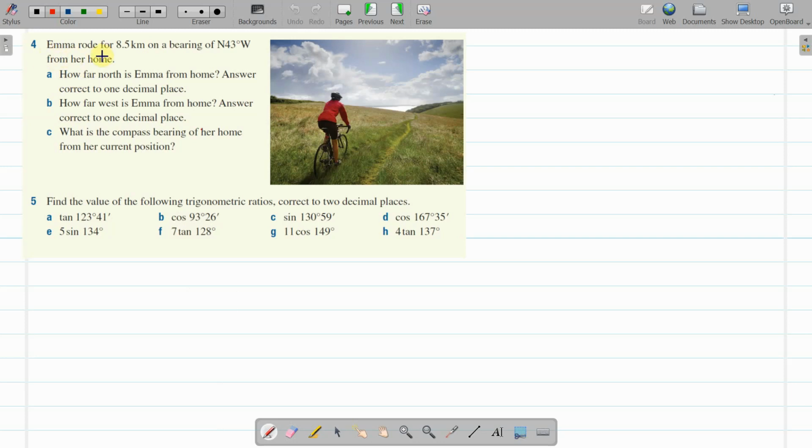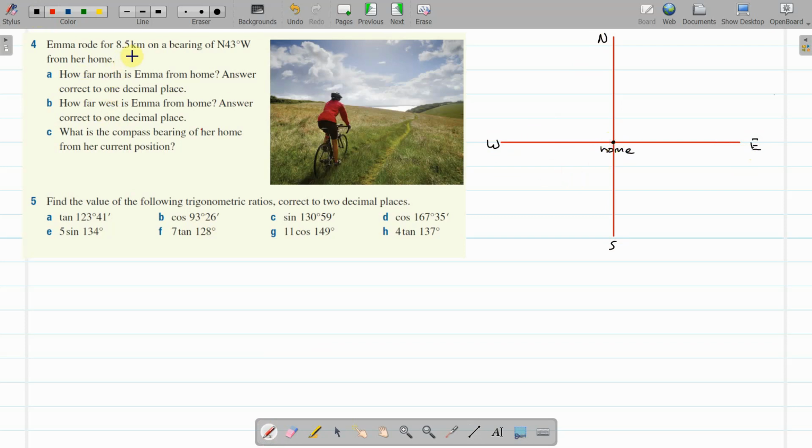Emma rode for 8.5 kilometres on a bearing of north 43 degrees west from her home. Well, let's do the compass. Let's try that again. There we are. It's better. And we'll do our compass bearings, north, south, east and west. And here is Emma's home, right in the centre.